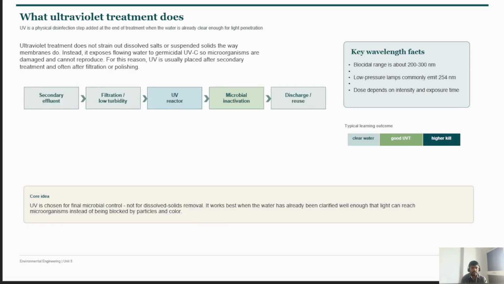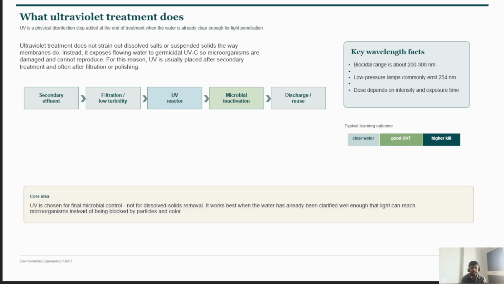So next is the ultraviolet light treatment. As I mentioned, for tertiary treatment we can also go for the disinfection process. The disinfection process can be any type: chlorination, UV light, ozonation, any kind. So we are now looking at one kind of disinfection process, the ultraviolet light treatment. Ultraviolet light treatment does not strain or remove dissolved salts or suspended solids the way the membrane does, but it helps.